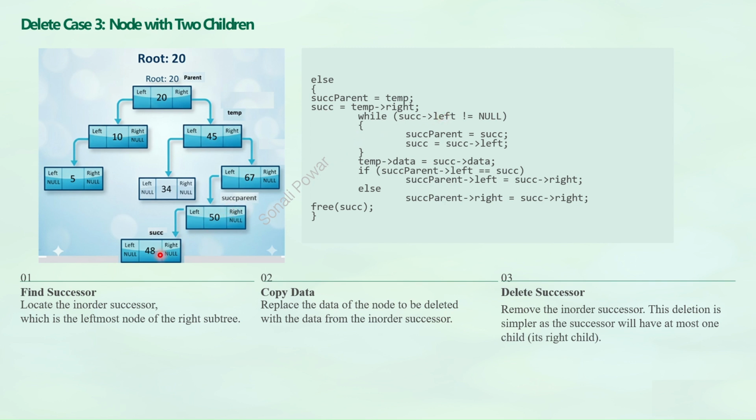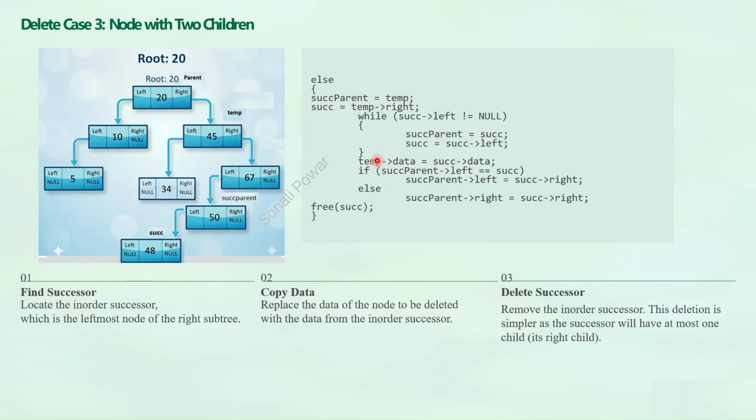Now this is the way we can set it properly. Once you set these two pointers properly, the next task is you have to copy whatever data is present in this successor into the temp data. So how can we copy the data of this successor into the temp data?